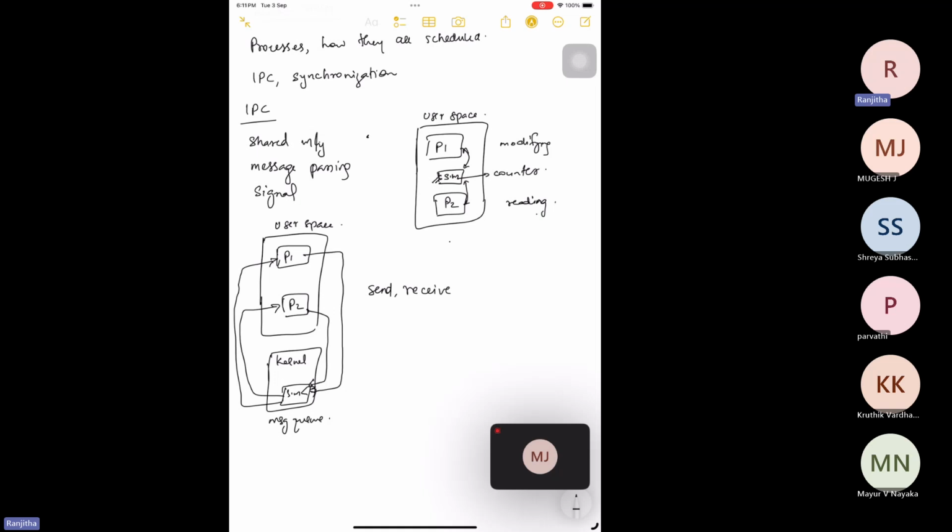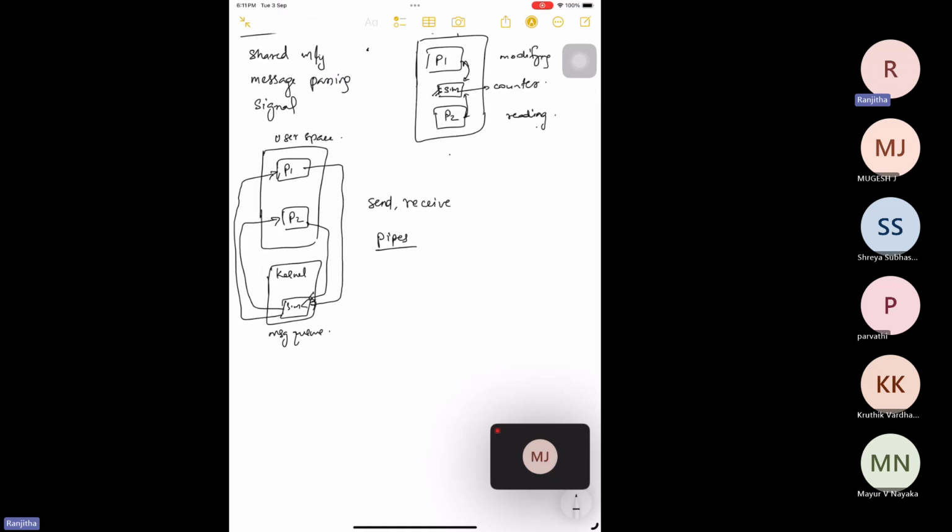Then another concept is using pipes. If there is a communication between a parent and a child, another inter-process communication mechanism is using a pipe. Pipes are nothing but file descriptors. So we will have P1 and we will have P2.